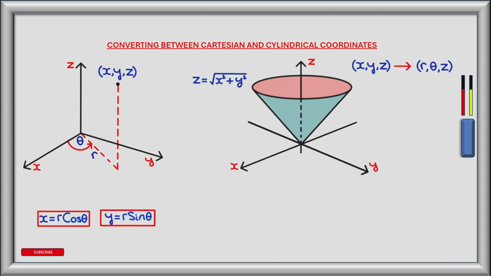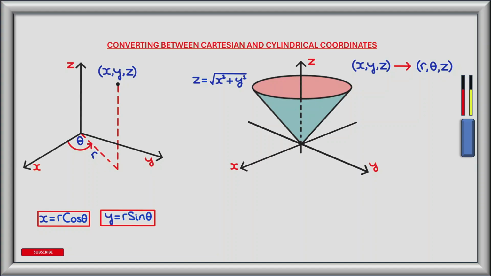And in our final example, let's convert an equation from Cartesian coordinates to cylindrical coordinates. So the equation we have is z equals the square root of x squared plus y squared. And as you can see, this is the equation of a cone. The cone is centered at the origin and is formed above the xy plane.